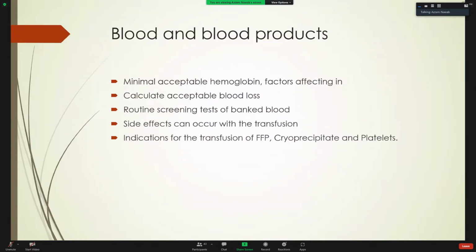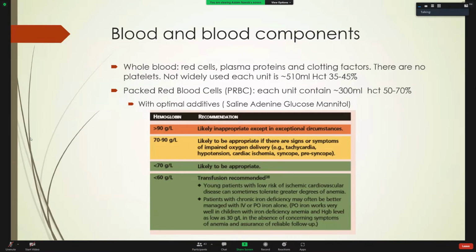So, blood and blood products. We will cover the minimum acceptable hemoglobin, factors affecting the use of blood products, how to calculate acceptable blood loss, the routine screening tests of banked blood, side effects that can occur with transfusion, and indications for transfusion of fresh frozen plasma, cryoprecipitate, and platelets.